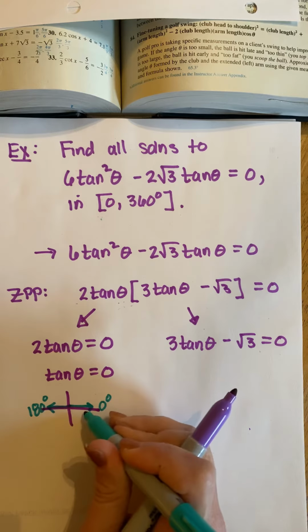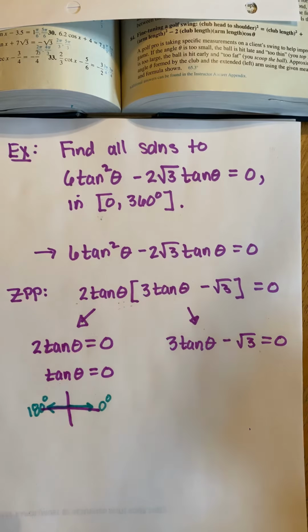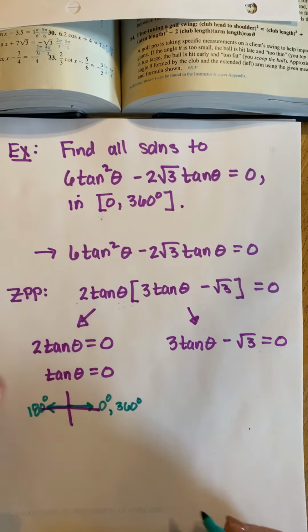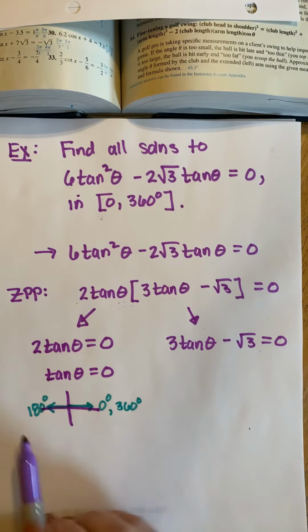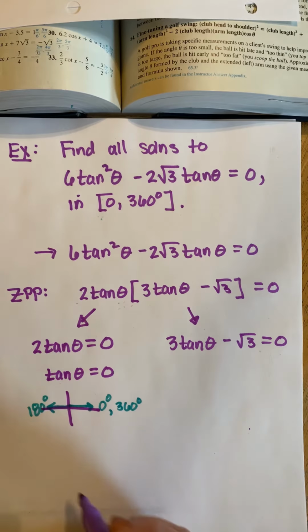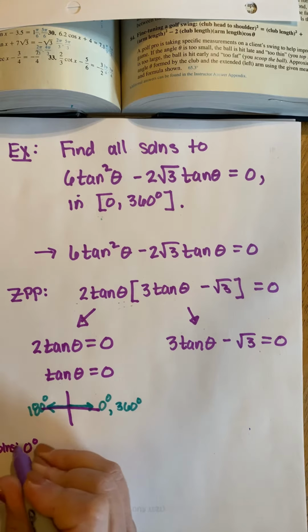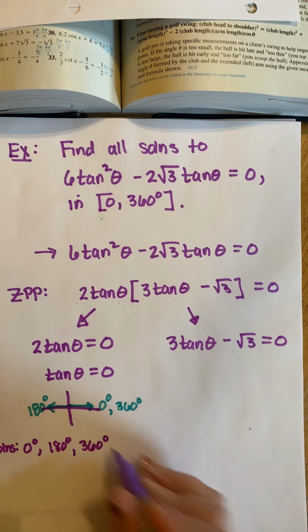Now we're not going to keep going past, I guess 360 would be one also because that's in our interval. And then we would be back at 360. So at both endpoints of the interval, the tangent would equal 0. Thus this whole equation would be solved. And also at 180 degrees. So this little equation gives me the solution 0 degrees, 180 degrees, and 360 degrees.